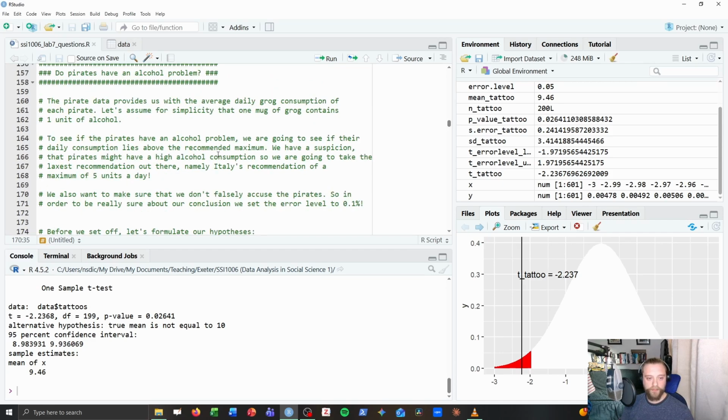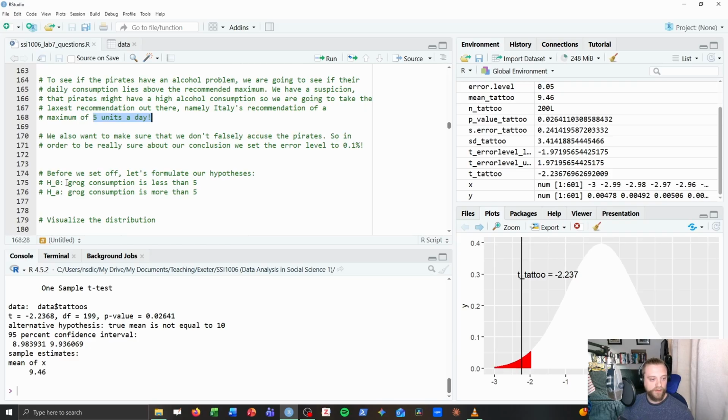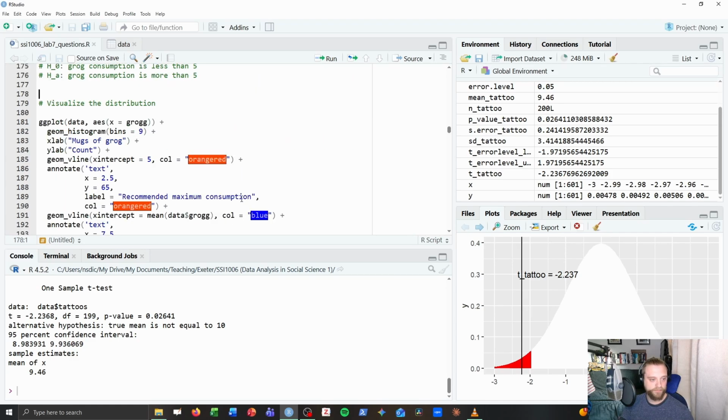So in this example, we're not really interested in whether it's less than 5 units. Less than 5 units between 0 and 5, that's all fine. It can't go below 0. We can't have negative figures here. So all we really need is an H0 that grog consumption is less than 5, and an HA that it's more than 5. And we devote all our attention then to this upper end of the distribution.